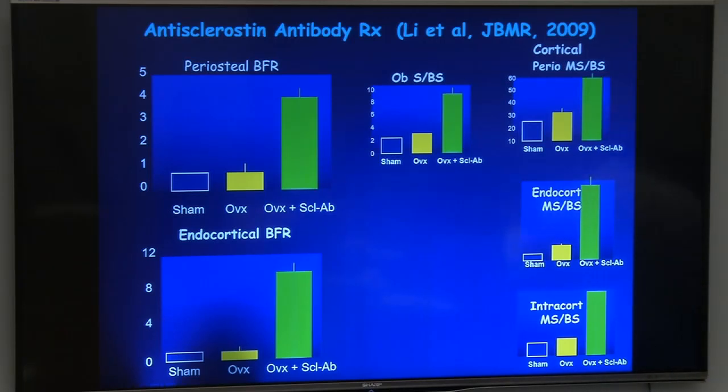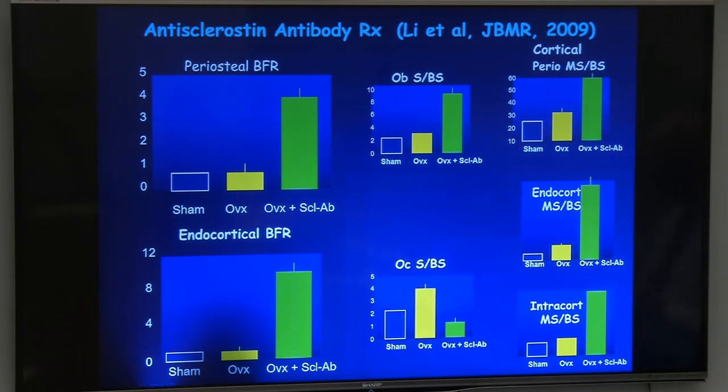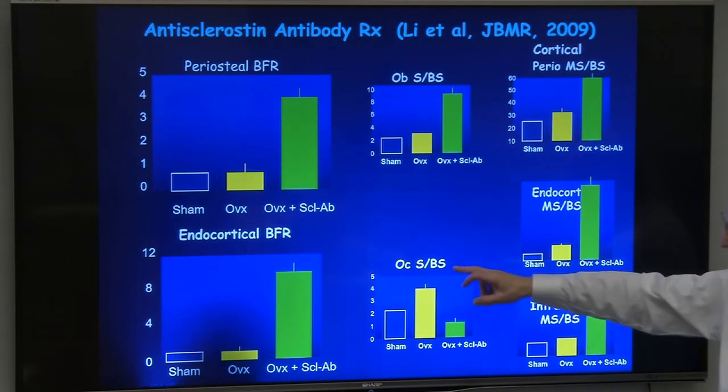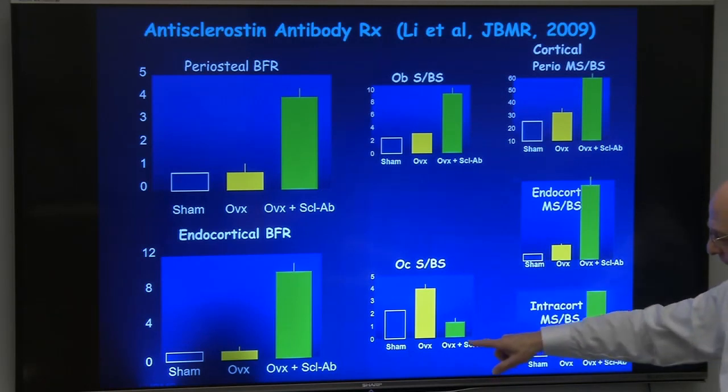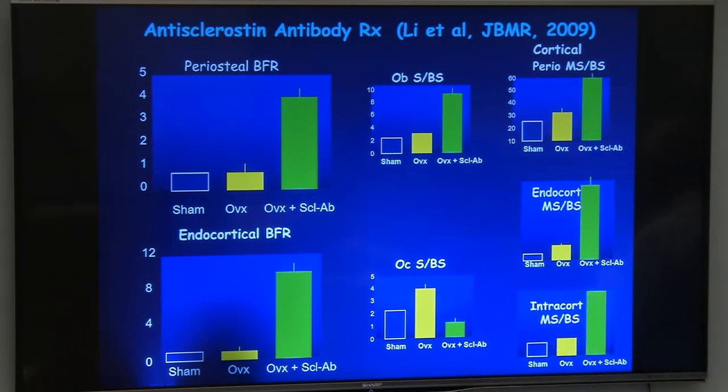This is rats now. Remember, rats are different from humans. And interestingly, if you look at a bone resorption marker, osteoclast surface over bone surface, it reduces it. So it's stimulating bone formation, and it seems to be reducing bone resorption. And that was the clue that this drug may not be a pure osteoanabolic.